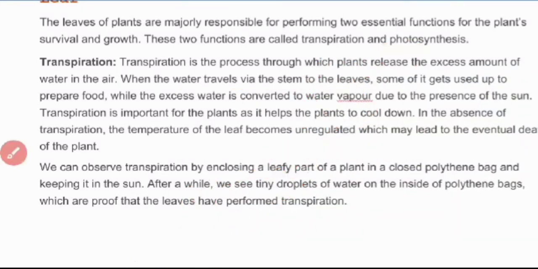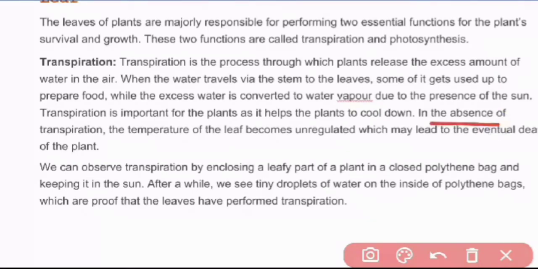Now why is the transpiration process important? If transpiration doesn't happen, what will happen? Would it affect the plant? So yes, as we have already discussed, this is one of the important functions of leaves. So it is obvious that this must be important for survival also. So what happens in the absence of transpiration? When transpiration doesn't happen, what will happen? The temperature of the leaves becomes unregulated.